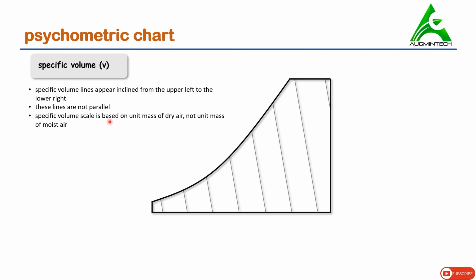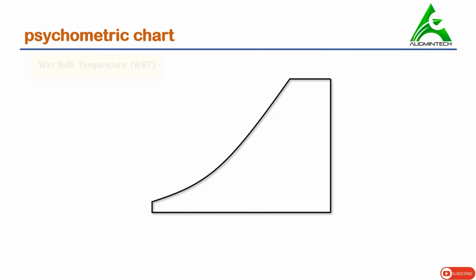Specific volume scale is based on unit mass of dry air and not unit mass of moist air. The sample of air taken for the calculation of specific volume from psychrometric chart is the sample of unit mass of dry air and not the unit mass of moist air. So this is a point to keep in mind while calculating the value of specific volume from psychrometric chart.